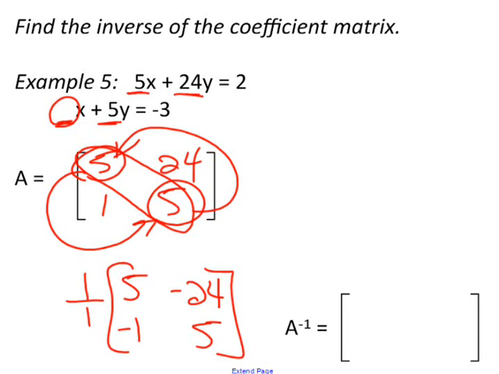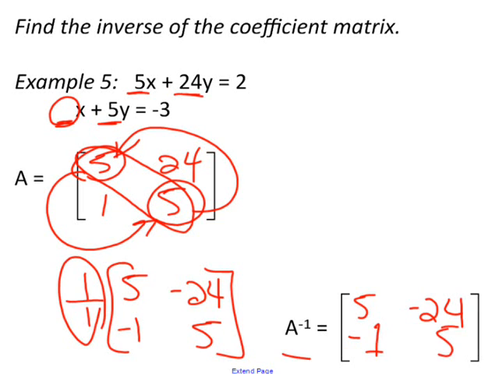At this point, we're going to multiply by 1. I have 1 divided by 1 is 1. If I take the 5 and multiply by 1, well, 5 times 1 is 5. Negative 24 times 1 is negative 24. And negative 1 and 5. So the inverse of this matrix is 5, negative 24, negative 1, 5.